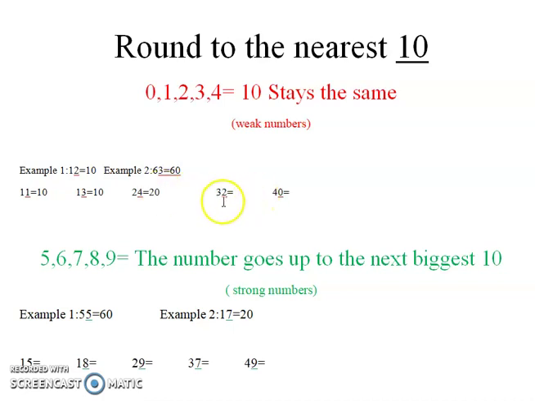And here we have 32. So we see that 2 is underlined. And is it going to round up to the next number?